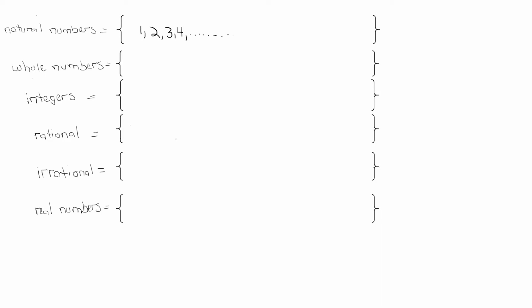Whole numbers, on the other hand, will start off at zero. Also, natural numbers are called the counting numbers. So we're going to put it right here, the counting numbers. Please excuse my handwriting. But the whole numbers will start off at zero. That'll be zero, one, two, three, dot dot dot.